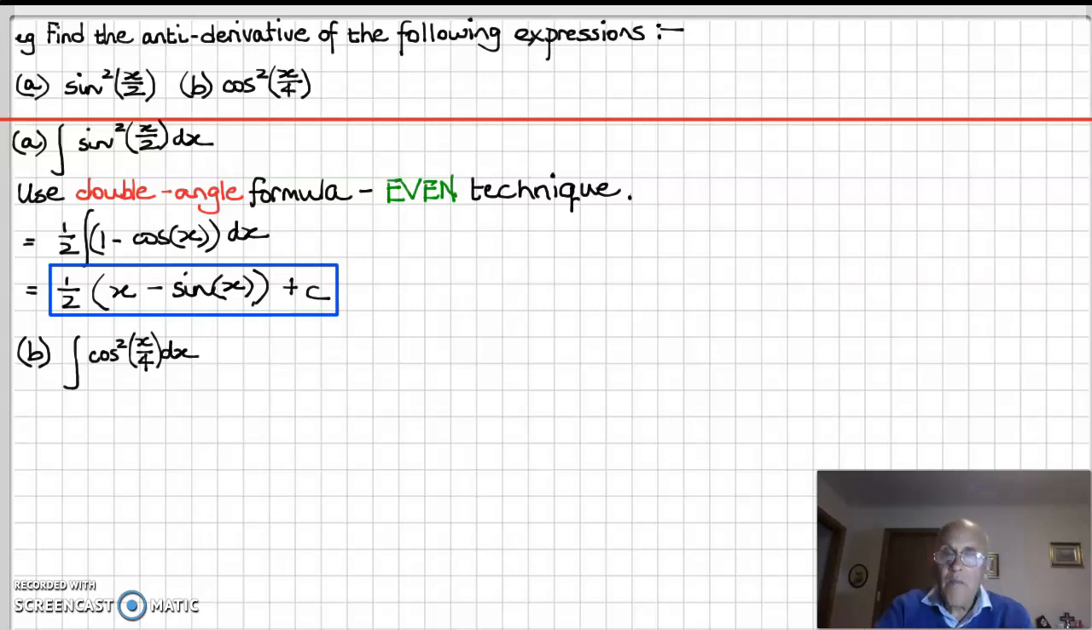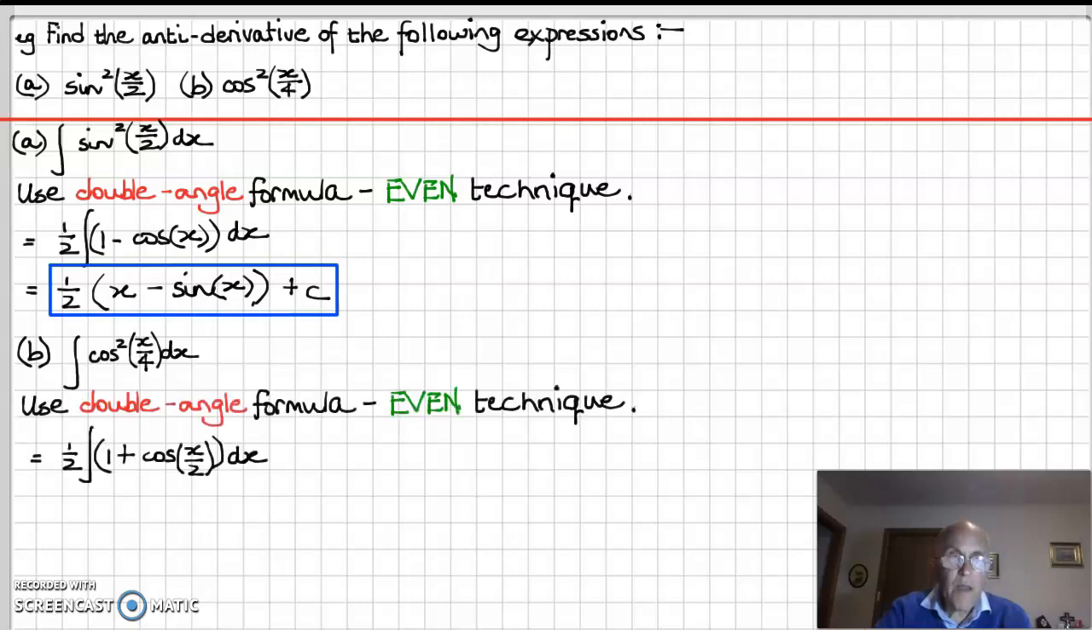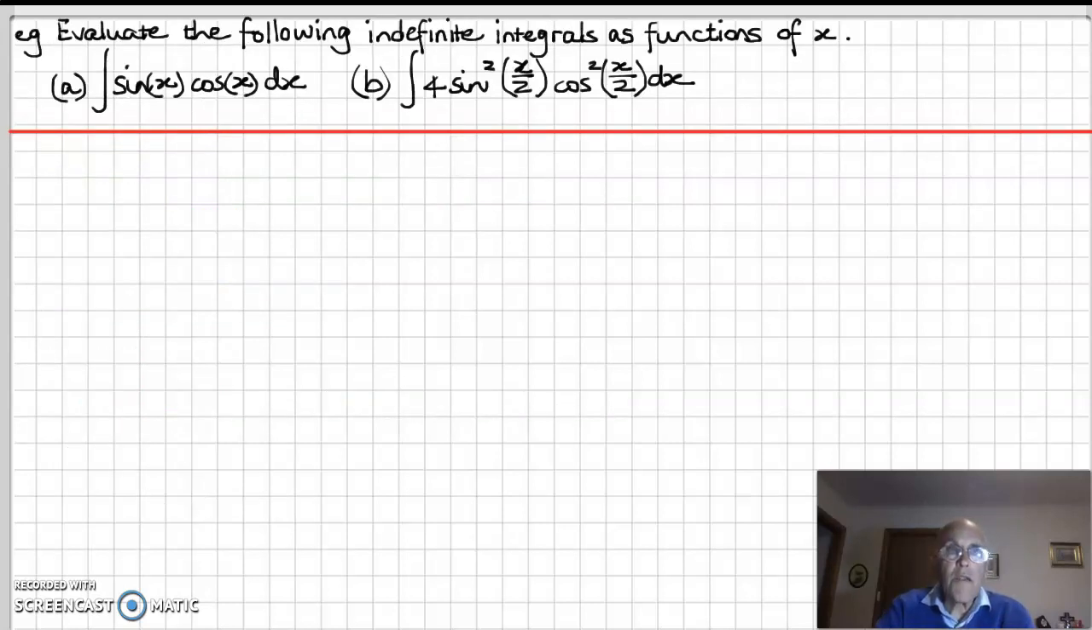There we go. Now this one here is also even, but it's x over 4 and it's cos this time, cos squared x over 4 with respect to x. Again, we use double angle formulas, and what are we going to get there? Yes, we're going to get that. Let's just look at it. It's a half of 1 plus cos of x over 2, where x over 2 is double that x over 4. So now you think in your head, what's that going to be? You ready? Half of x plus 2 sine x over 2 plus c. Very good. Now let's do the next one.